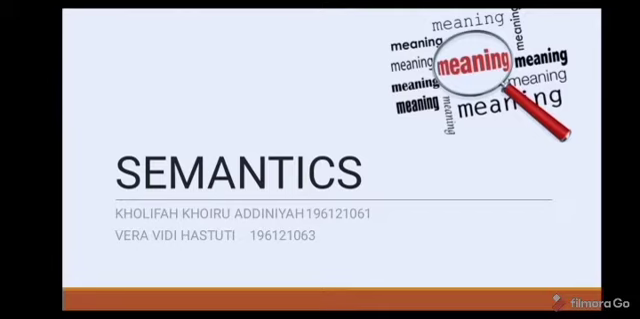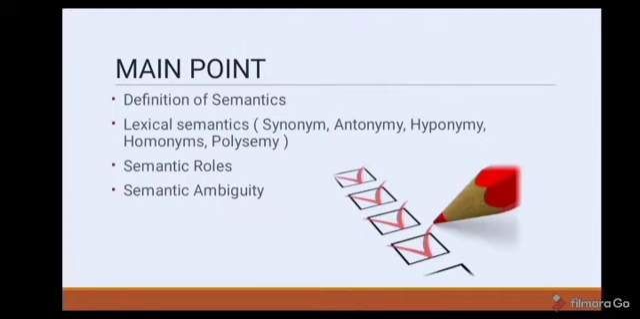Today we will explain about semantics. In this section, its main points consist of: first, definition of semantics. Second, lexical semantics, for example, synonym, antonym, hyponym, homonym, and polysemy. Third is semantic rules. Fourth, semantic ambiguity.